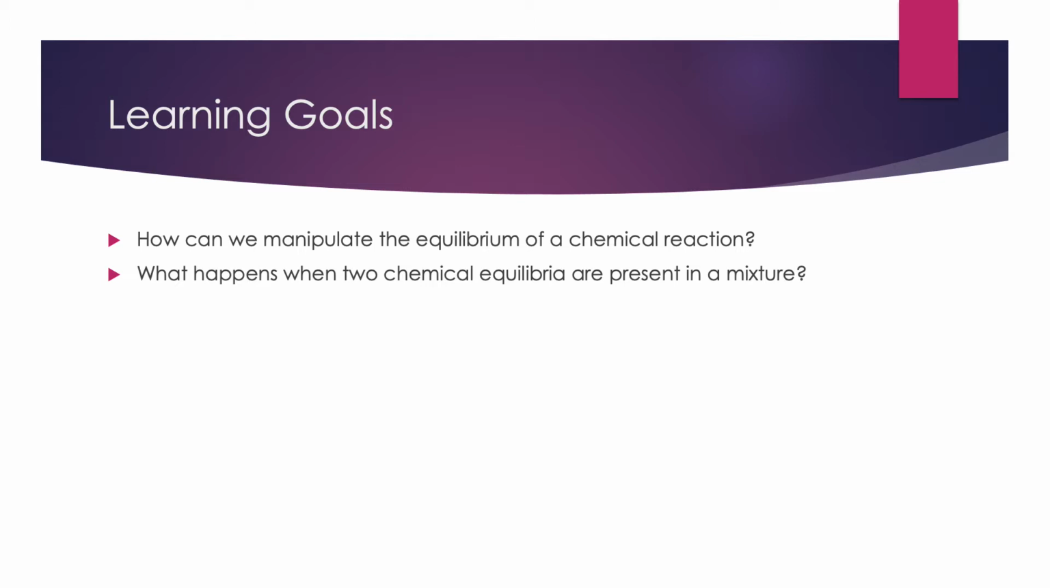Our learning goals today are: how can we manipulate the equilibrium of a chemical reaction? What are the different ways that we can do that? And what happens when we put two chemical equilibria in the same mixture? It turns out that this also has a great influence on the position of chemical equilibria, and it's a situation that actually occurs probably more often than not in nature.